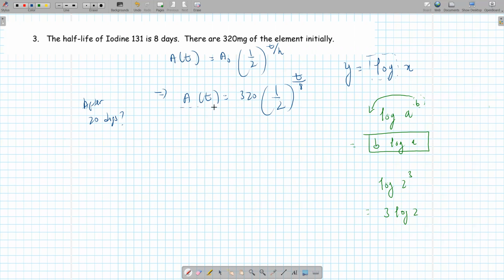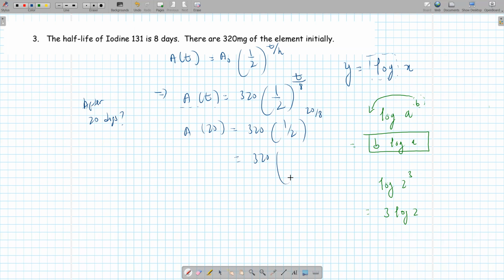Again, the y value is the mass after 20 days, the amount after 20 days. So it's very simple. You just plug t as 20. 1/2 to the power of 20 over 8. This one you're going to have to do in a few steps.